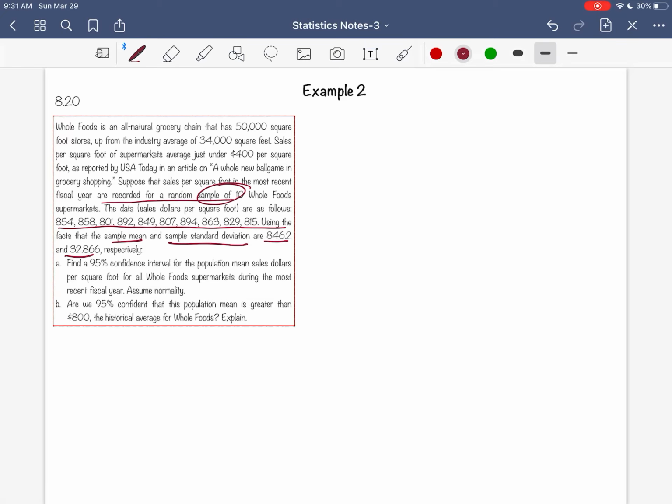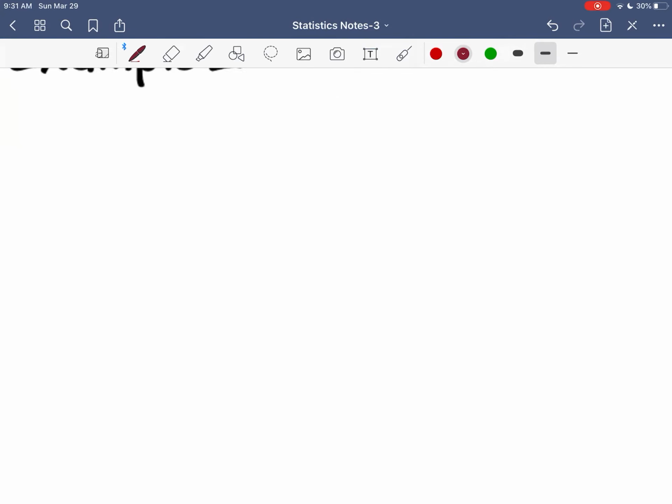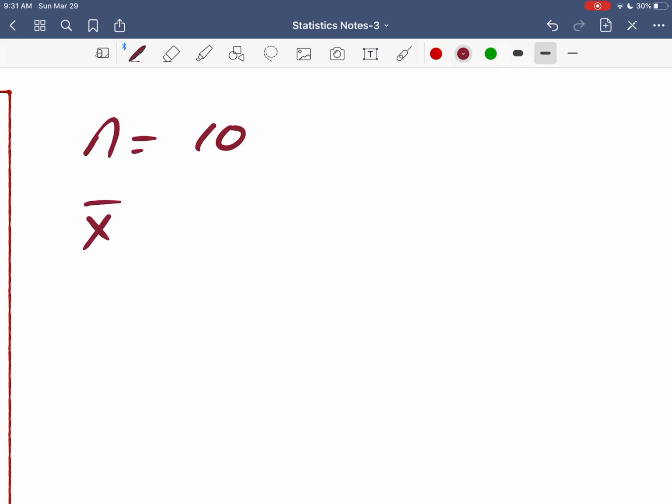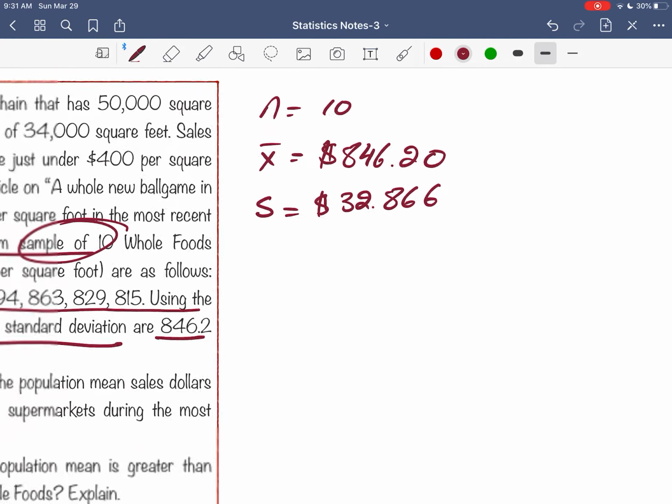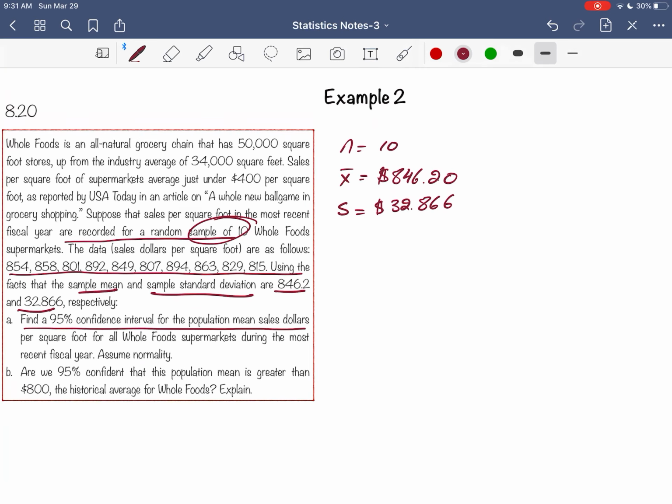So this problem is simplified a little bit because the average and the standard deviation are given to you right away. Sometimes on the exams you will be asked to calculate those, and it just complicates your life a little bit. So taking down some notes, we know that n is equal to 10. We know that the sample average is $846.20, and we know the standard deviation of the sample, S, is equal to $32.86.